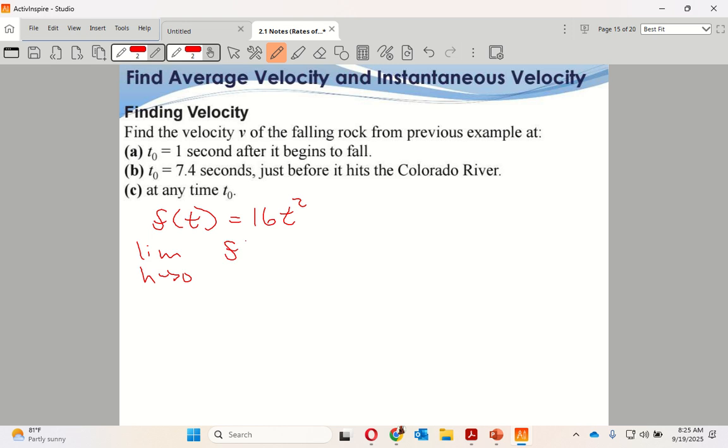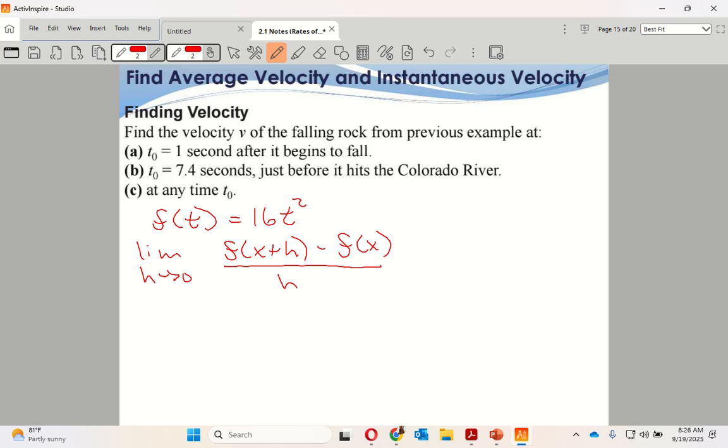I get f of x plus h minus f of x, over h. Now, do you guys recall why I prefer this one? It's going to give me the slope. It's the derivative. So it's going to give me the equation of the slope, so I can find it at any given point.